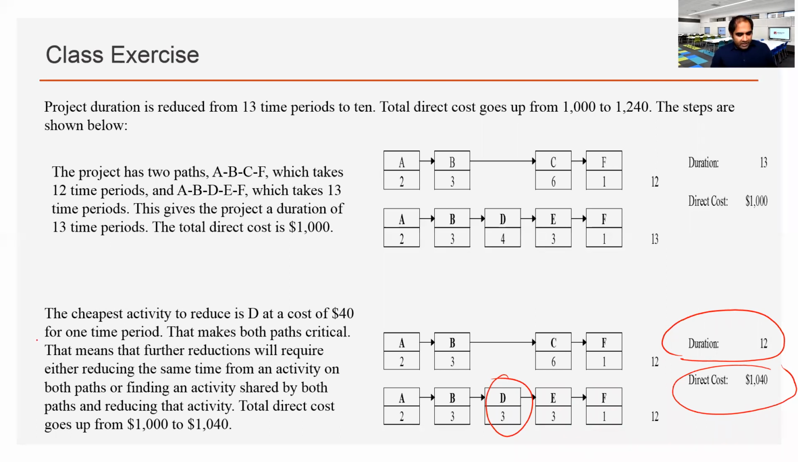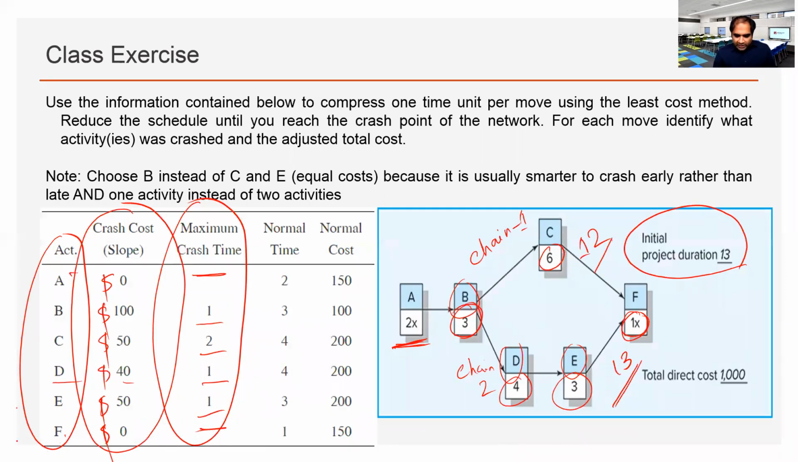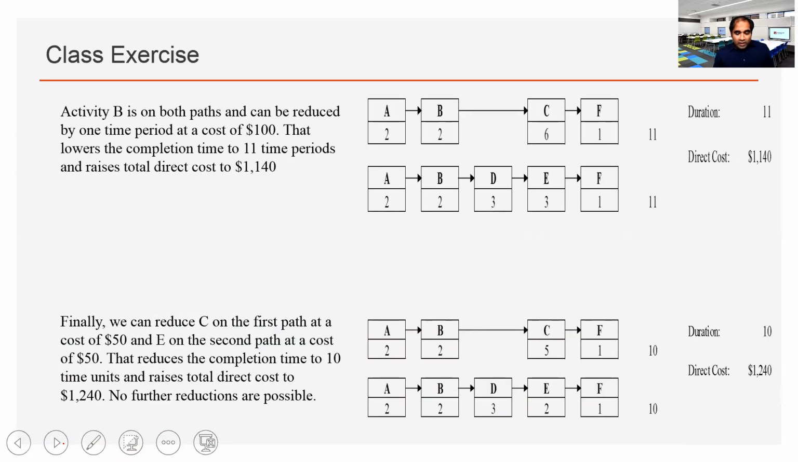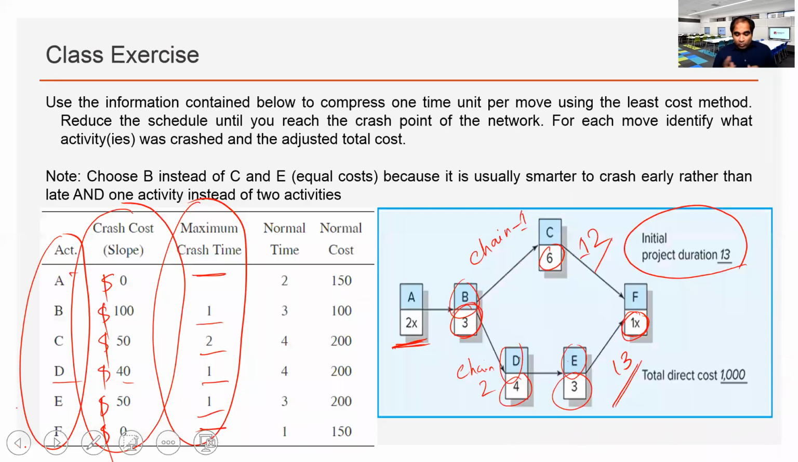So from the beginning, you can see that we have two chains, and in chain 2 we have 3 options: B, D, E. Which one we pick from? B 100, C, D 40, and E for 50. And we can crash any of these 3 activities by 1 day to reduce the project duration by 1 day. And D would be the best pick because of the lowest cost. Once we crashed D by 1 day, which one will be the next pick? Now this is now 3 days. Now chain 1, chain 2, both now 12 days.